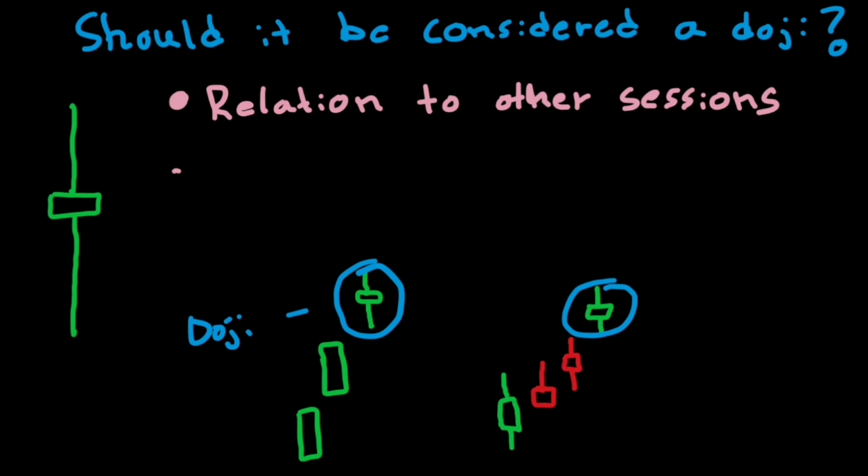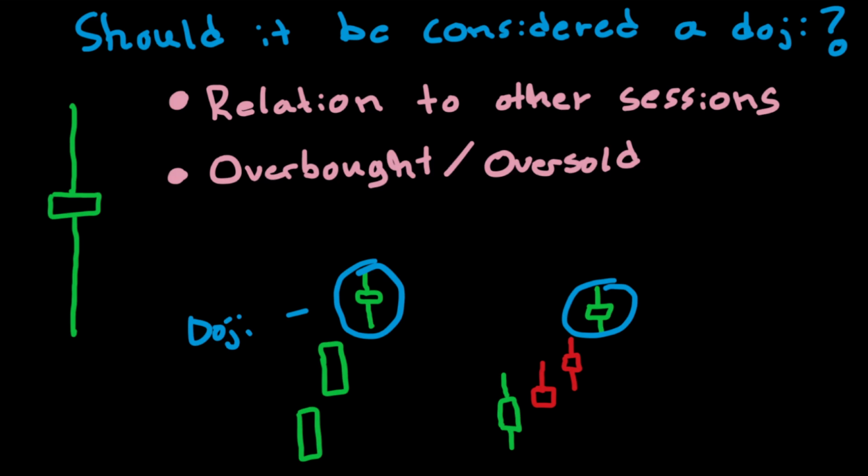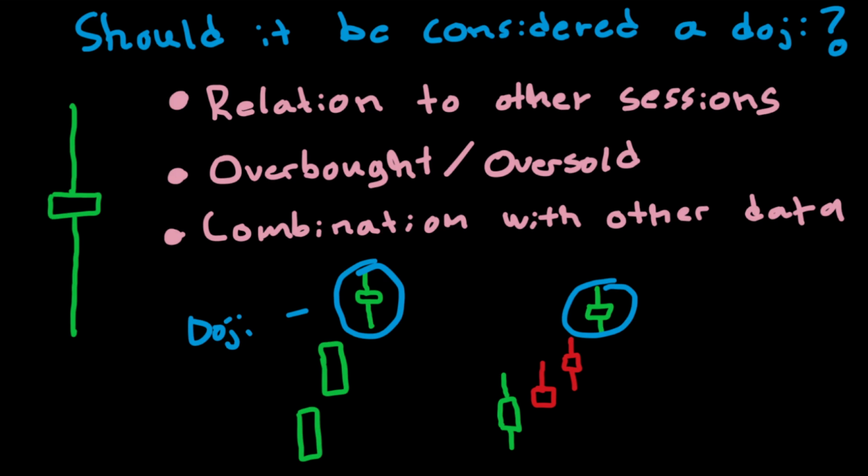Another thing we can look at is if the market is overbought or oversold. And this right here probably needs a video on its own. But basically, if the market is very overbought or very oversold, we can accept larger real bodies. And the third thing here is how we can combine it with other technical data. So let me write combination with other data.